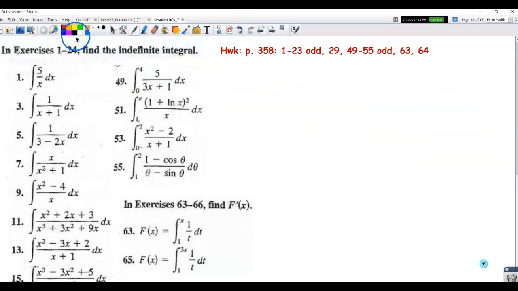Number 51. I'm going to let u equal my inside function of 1 plus ln of x. So let me clear that off. For 51, u is equal to 1 plus ln of x. du is equal to, the derivative of 1 is 0, the derivative of ln x is 1 over x dx. So that's going to take care of that x in the denominator. I'm going to make my substitutions, and that will simply give me u squared du.